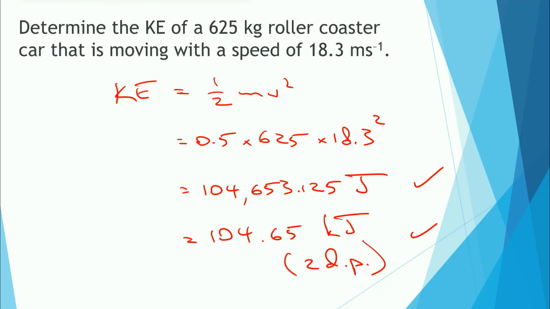Now, like I say, you could have stopped at 104,653.125 joules. That is the answer. But if you want, you can take it one step further. Change the unit by putting a prefix just to make it a smaller number, and I also rounded as well. So there we go, 104.65 kilojoules to 2 decimal places.